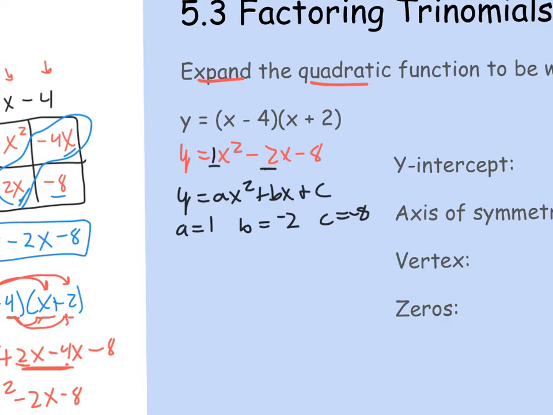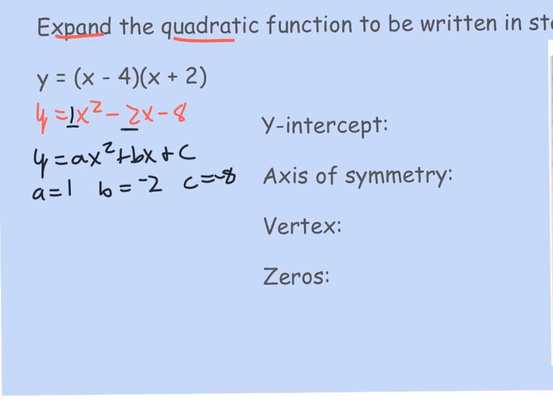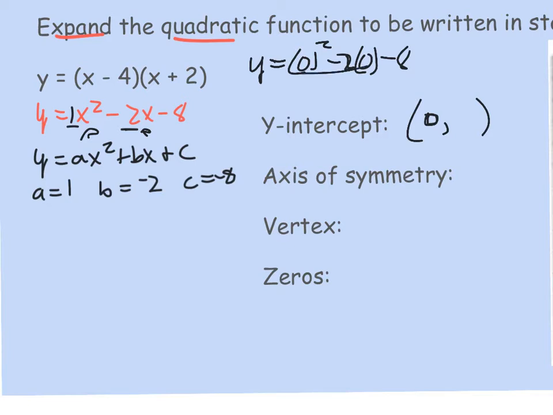Okay, so we can use this now to find out what we need so we can graph this bad boy. First thing is the y-intercept. The y-intercept is where it crosses the y-axis, and that's where x is always equal to 0. So if we plugged in 0 for our x terms, it'd be y equals 0 squared, minus 2 times 0, minus 8. Well, these both cancel out to 0, so you just get y equals negative 8.